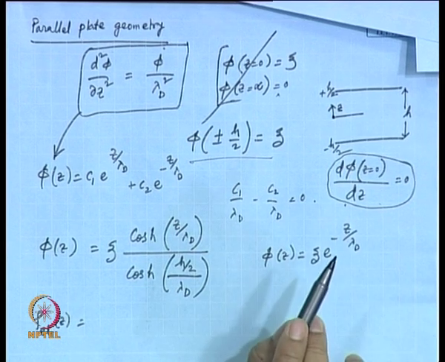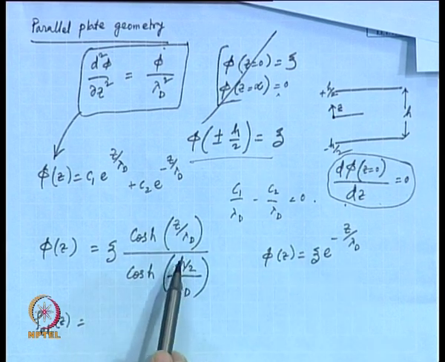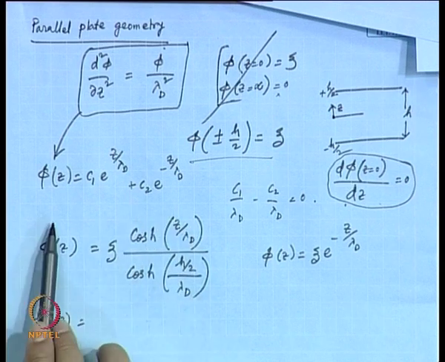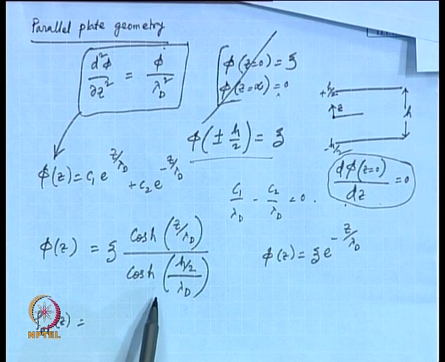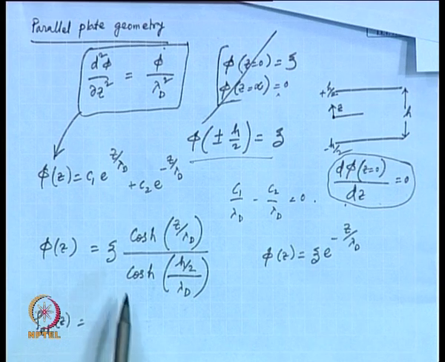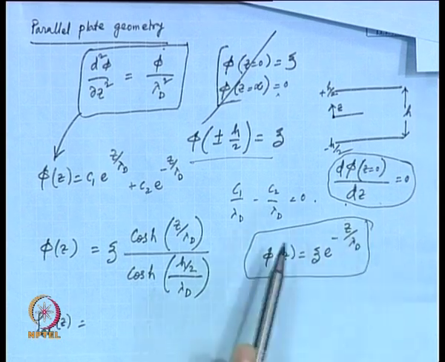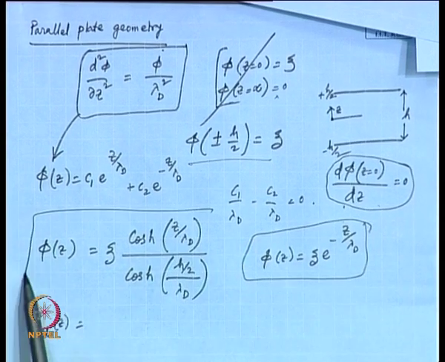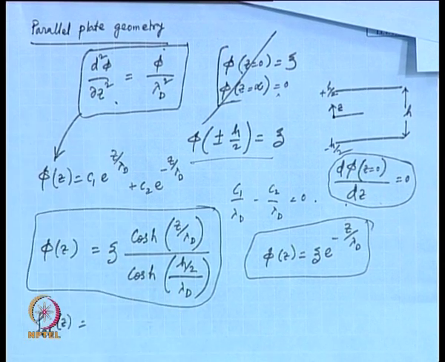Here Z is the distance from the wall. Now the coordinate system has changed, Z starts from the center, and the expression that we have is phi Z is equal to zeta cos hyperbolic Z by lambda d divided by cos hyperbolic h by 2 divided by lambda d. All right, so look at the change. This is what we had earlier for the simple situation, and this is what we have now because of this boundary condition. The governing equation remains the same. Clear to everybody?